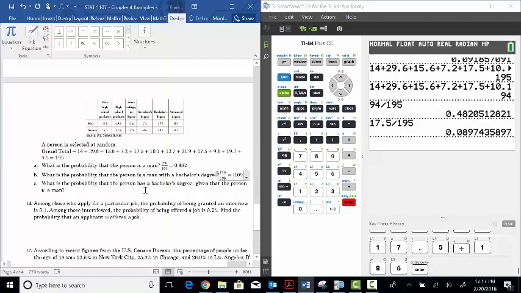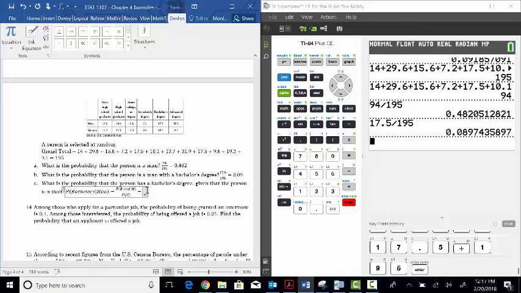Alright, so the next question says, what's the probability that a person has a bachelor's degree given that the person is a man? Well, that formula basically says you want the probability that you have a bachelor's and you're a man divided by the probability that you're a man. So basically they're telling us to find the probability of both divided by the probability of the second, the given, which is the man.